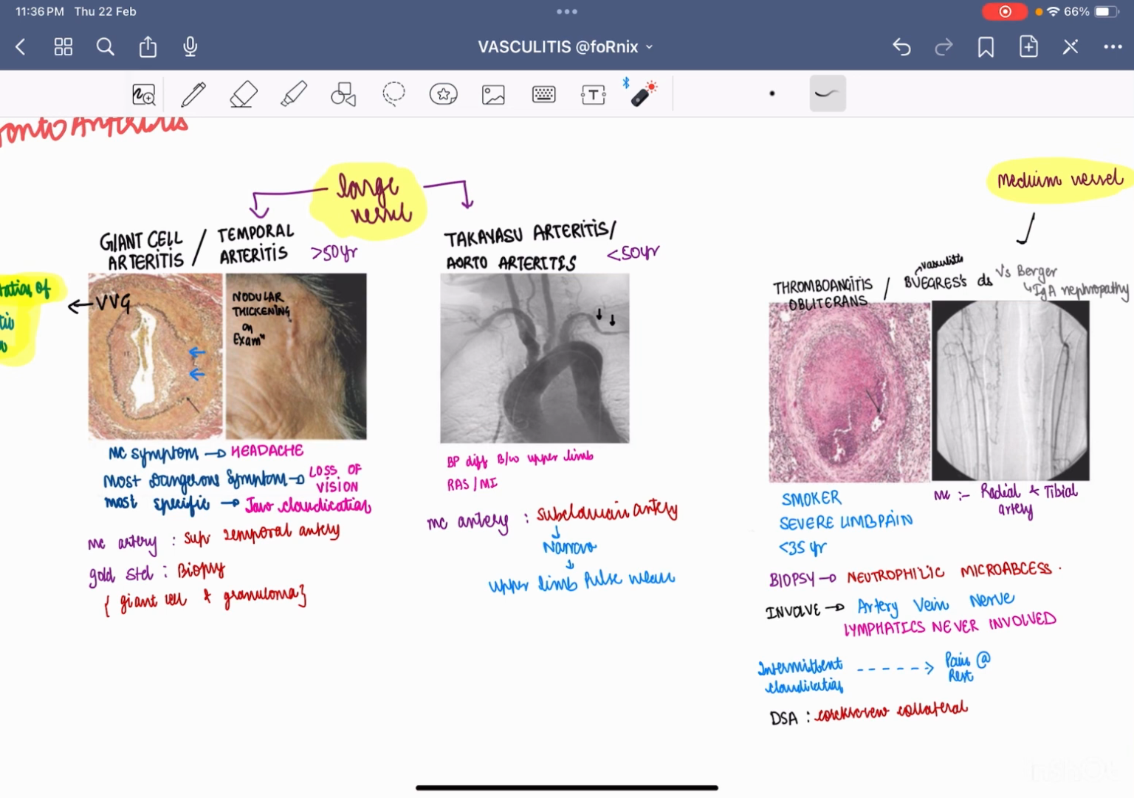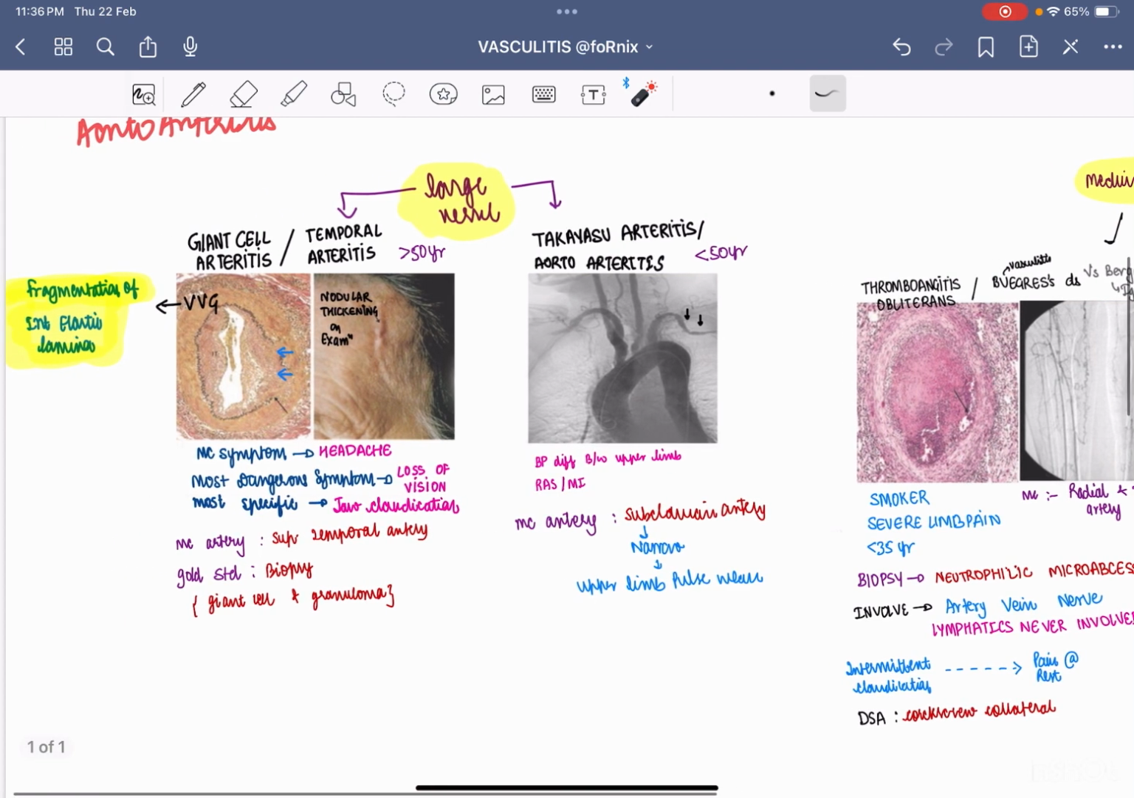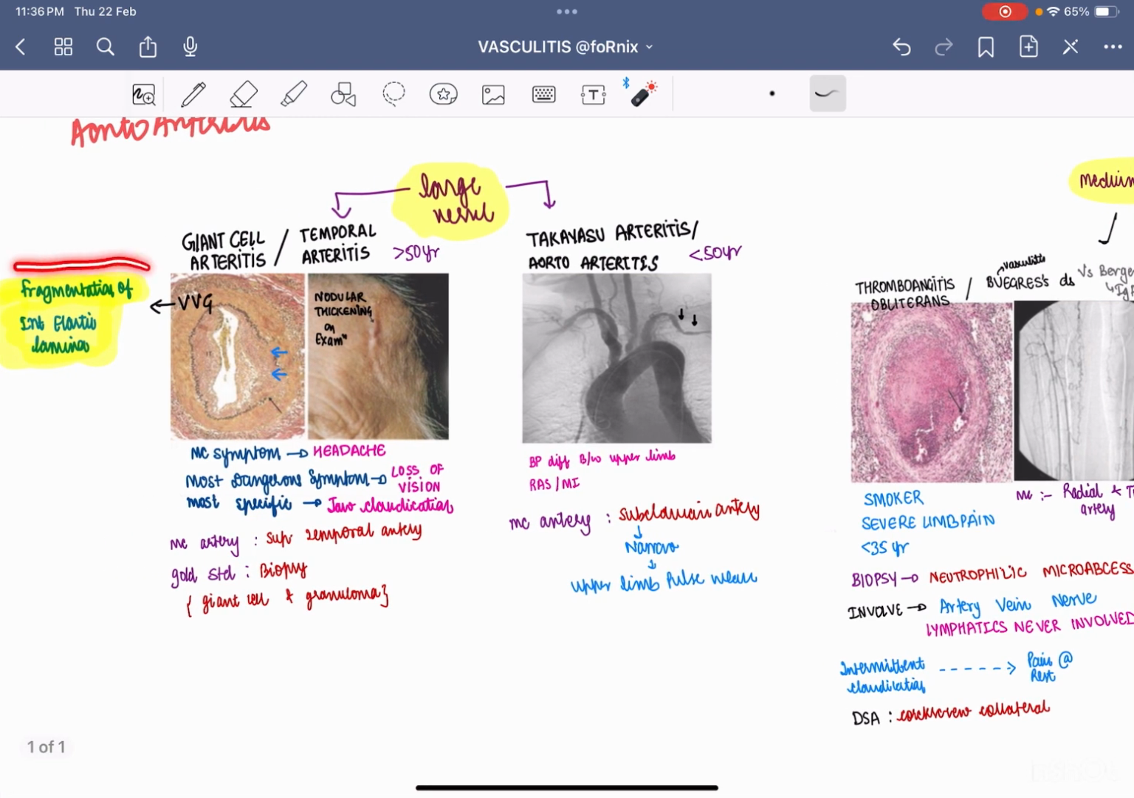The gross finding that we see in giant cell arteritis is nodular thickening on examination. And there is a special stain, that is the VVG stain. In this, we can see the fragmentation of the internal elastic lamina, as you can see in this slide.